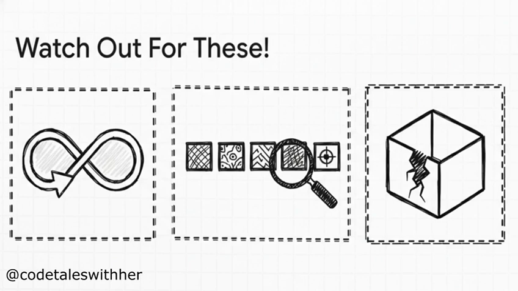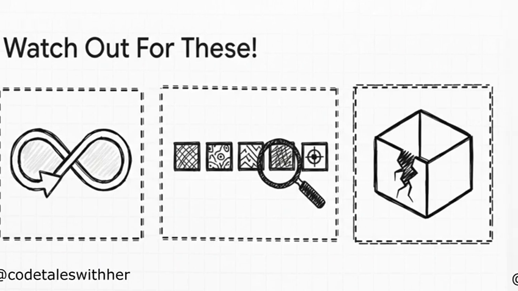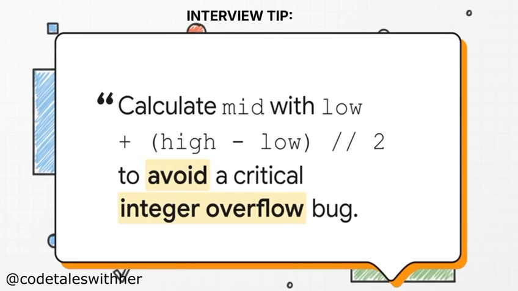Third, ensure the data is sorted before applying binary search. And fourth, handle edge cases like empty arrays or targets outside the range. Always check if the array is empty before starting. As an interview tip, practice both the iterative and recursive solutions. Also, be prepared to adapt the logic for variations, such as searching in a rotated sorted array.